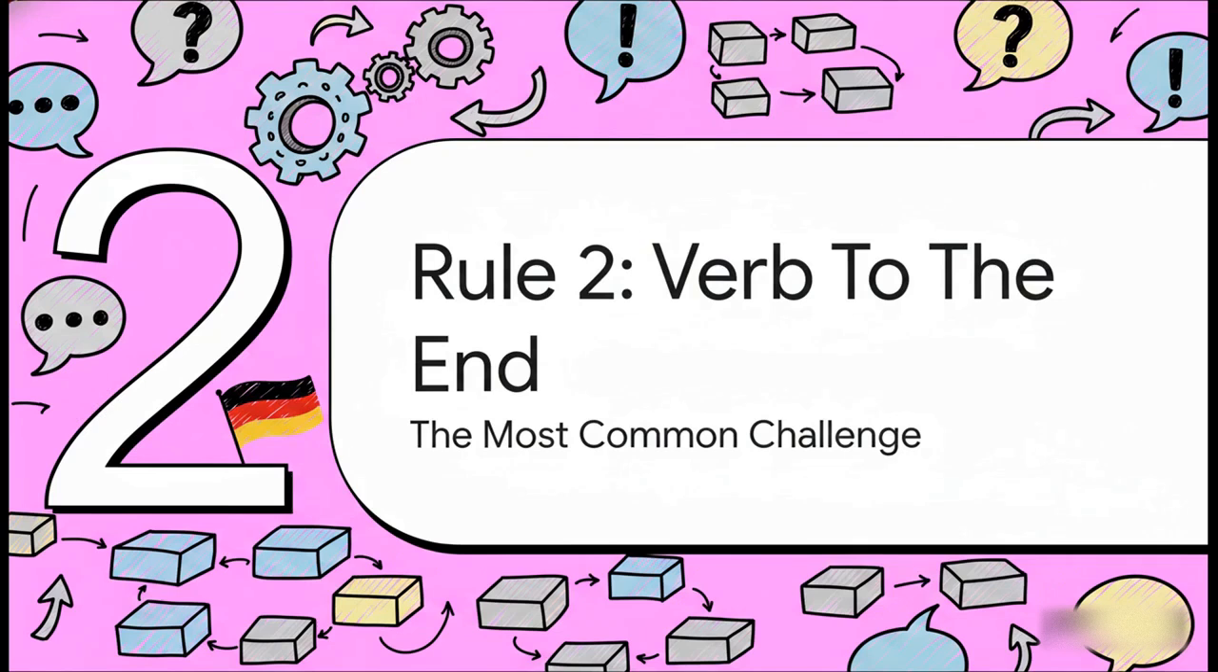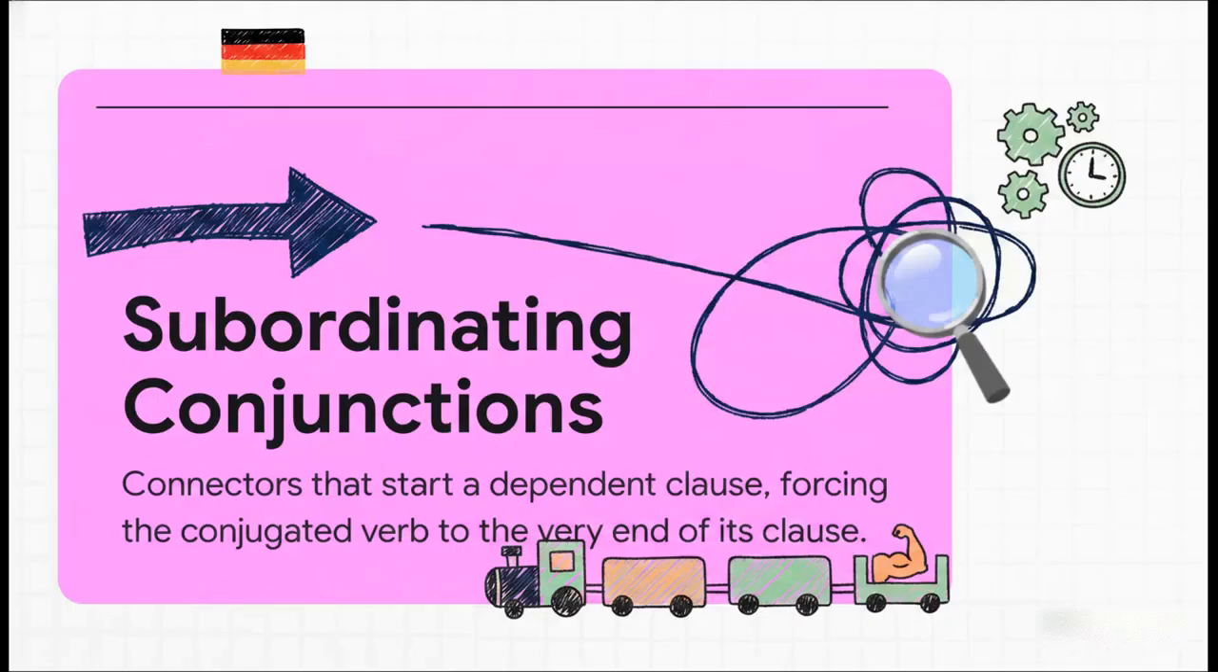Now, this is the big one. This is the rule that's the most common hurdle for German learners, but it's also the one that will make your German sound so much more natural once you get the hang of it. These are the subordinating conjunctions. They introduce something called a dependent clause.